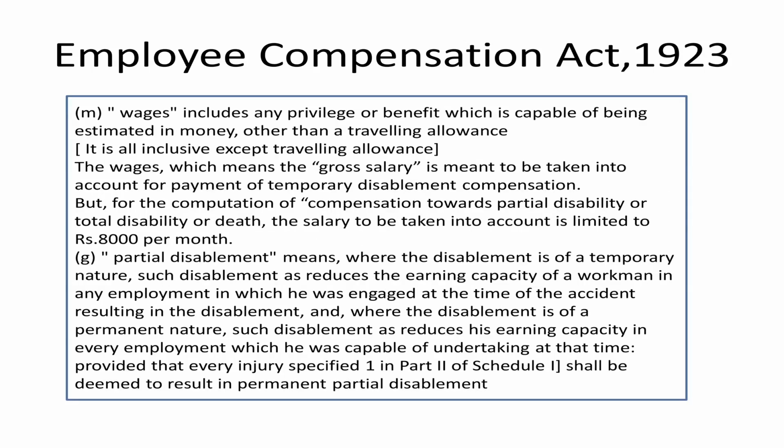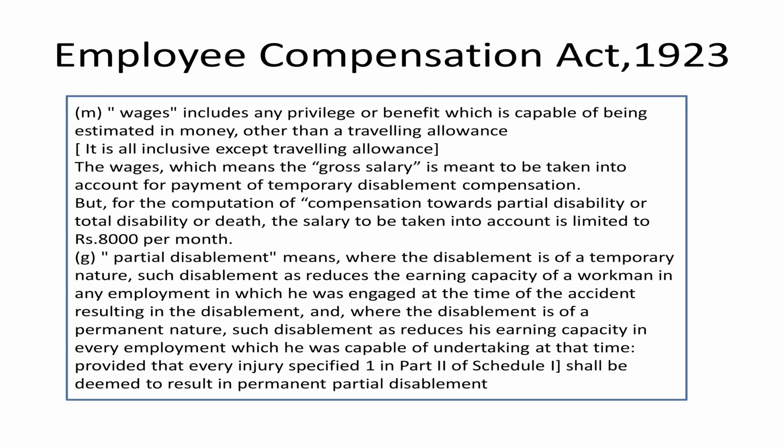Here, wages is also very important, and we have to observe this. Wages means any privilege or benefit capable of being estimated in terms of money, other than travelling allowance. So it is all inclusive except travelling allowance. It means the total gross salary, excepting travelling allowance. Here wages means gross salary, to be taken into account for the payment of temporary disablement compensation only. Of course, when I deal with the topic of temporary disablement, I will explain in detail what that is. But for this purpose, the gross salary has to be taken.